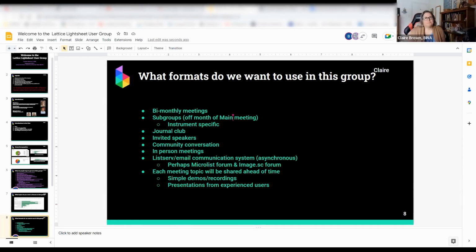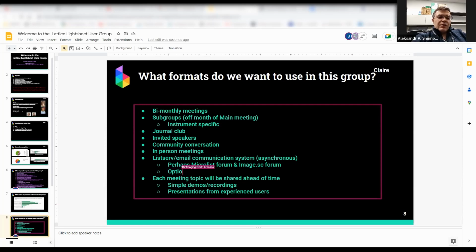Alexander? Yes, I was going to throw in this idea of maybe using Slack, where we could have several channels, and that may help facilitate forming the subgroups, or maybe just keeping it as a separate Slack channel where people update each other on papers or experiences, something that we can contribute to offline as things arise.